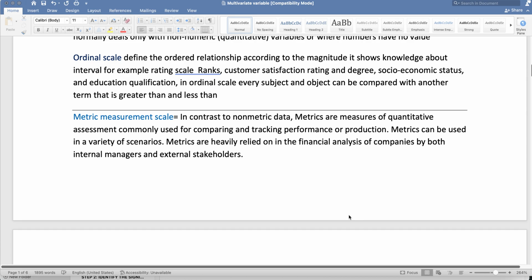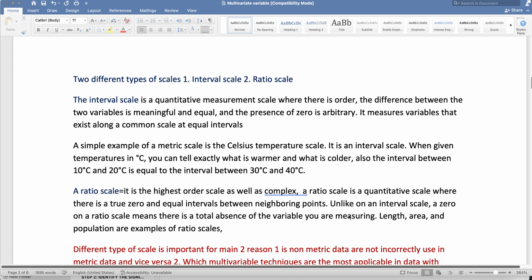Metric measurement scale. In contrast to non-metric data, metrics are measures of quantitative assessment commonly used for comparing and tracking performance or production. Metrics can be used in a variety of scenarios. Metrics are heavily relied on in the financial analysis of companies by both internal managers and external stakeholders. There are two different types of scale: number one, interval scale, and the second, ratio scale.